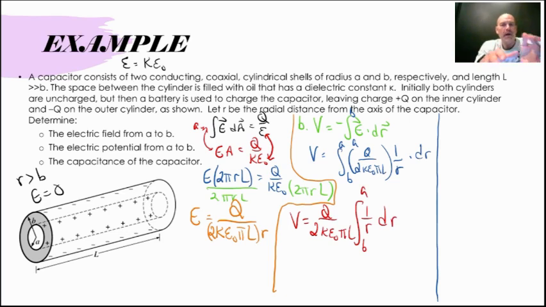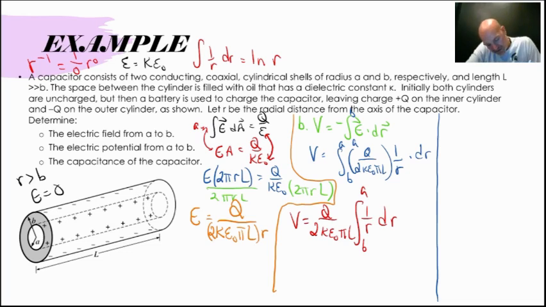Now, 1 over R dr, if you did R to the negative 1 and took the integral of that, you end up with 1 over 0 times R to the 0. R to the 0 is fine, that's 1. The problem is the fraction out front, the 1 over 0. So the integral of 1 over R dr is natural log of R.